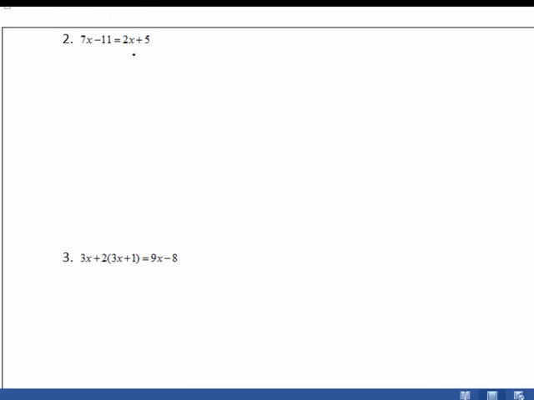7x minus 11 equals 2x plus 5. So the first thing I'll do, again, the goal is to get x on one side of the equation. So I have 2 x terms this time. To get x on one side, I have two options. I could subtract the 2x from both sides, which would put all my x terms on one side of the equation. Or I could subtract the 7x. Okay, it's up to you. You'll get the same answer in the end. I'm going to choose to subtract the 2x term.